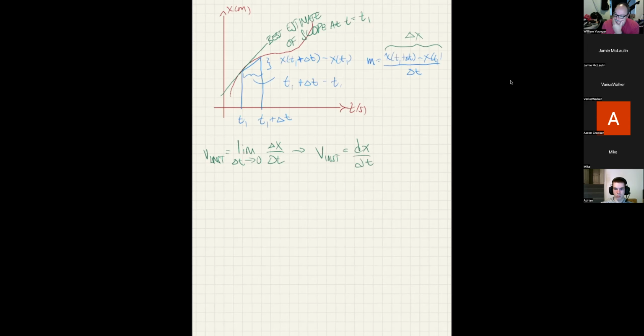Any questions on that? So the generalization, if you will, of saying the slope on the x versus t graph is the velocity, or the average velocity, is that the slope at any instant on the x versus t graph is the velocity at that instant. So that's instantaneous velocity compared to the average, which is distance traveled divided by time taken.